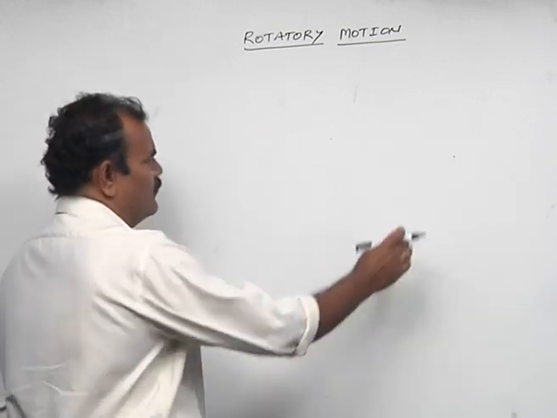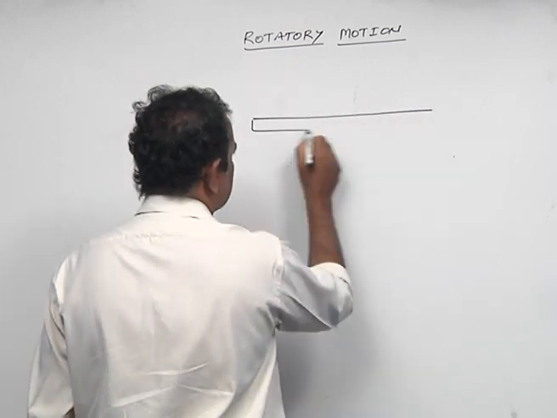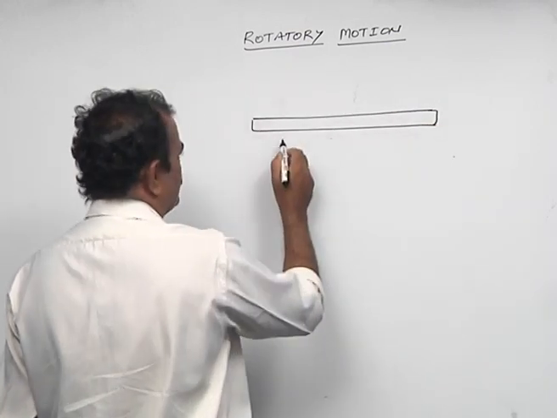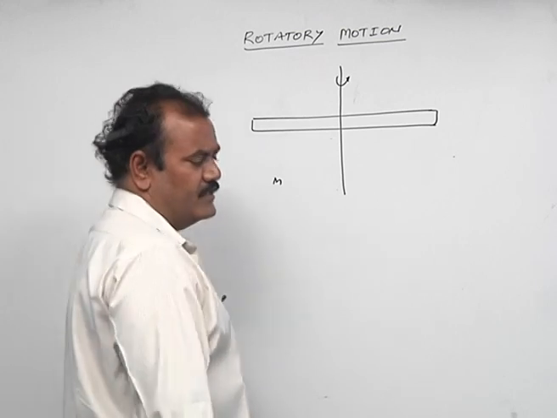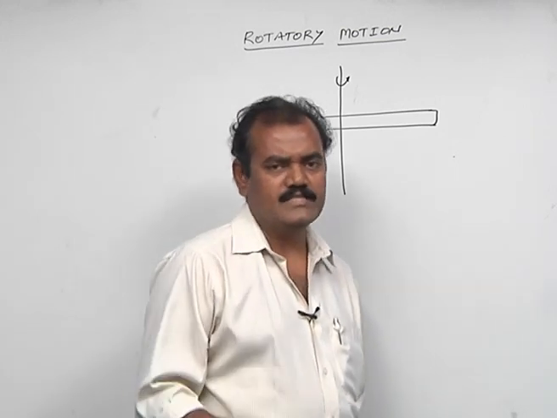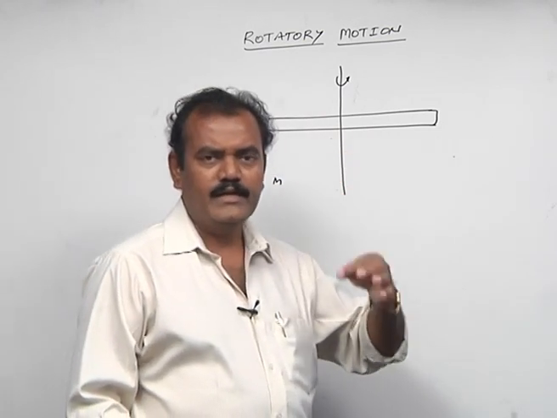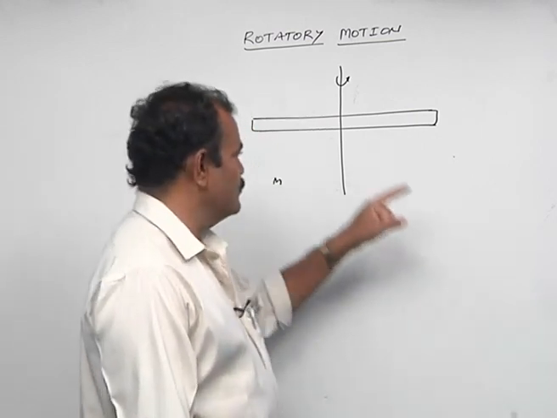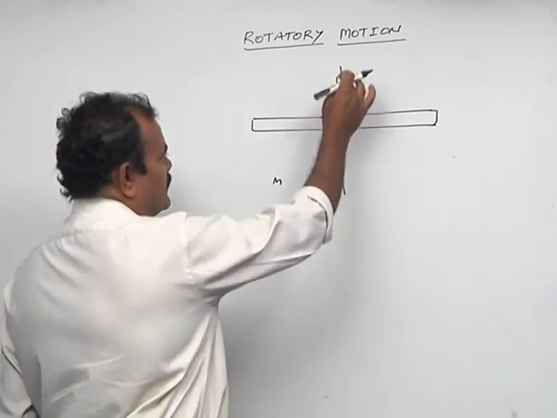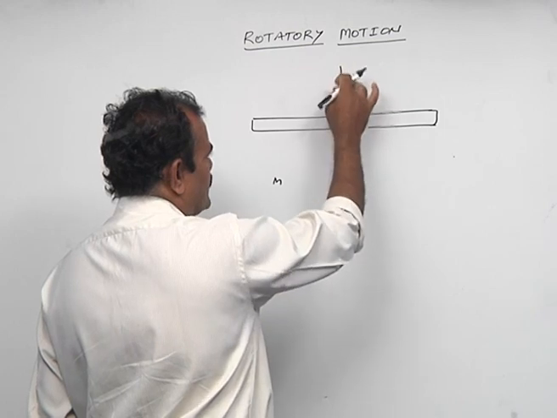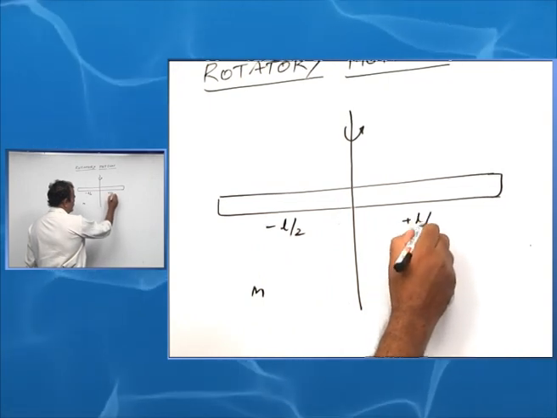Suppose, for example, you want to find the moment of inertia of a uniform thin rod. This is the uniform thin rod, its mass is capital M, and it has length L. Here, in the case of the uniform thin rod, the natural axis is defined as the axis passing through the center and perpendicular to the length of the rod. To indicate that it is rotating about this axis, we give an arrow like this. Here one end can be taken as minus L by 2 and the other as plus L by 2.